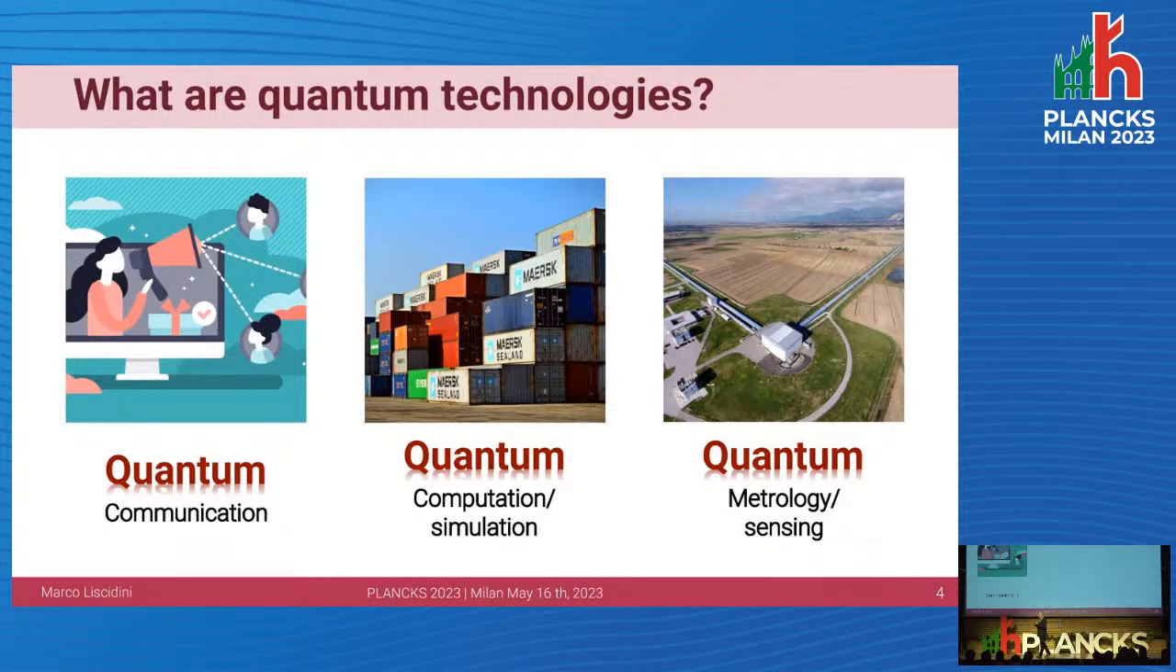So let me give you some examples of the kind of problems we are interested in. The first class of problems is related to communication, and in particular, communicating in a way that is secure, or, for example, communicating as much information as I can, okay? This is an important problem nowadays, and we'll see that quantum mechanics can help in this respect.